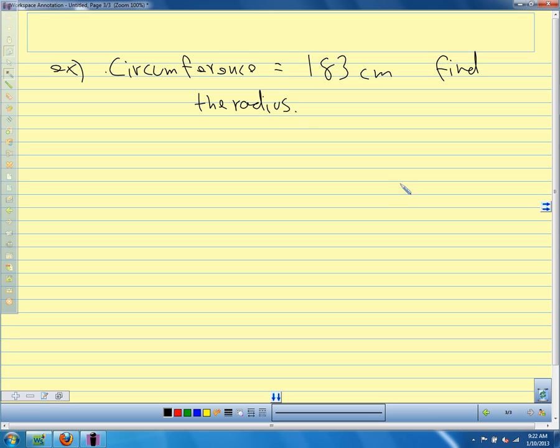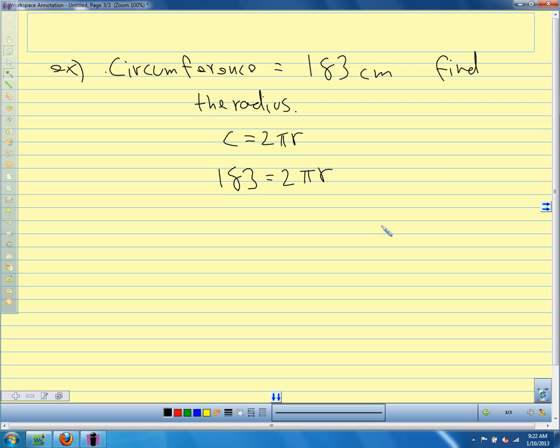So when we have the circumference and we want to find the radius or the diameter, we plug everything into our formula and solve for the part that we don't have. I know the circumference equals 2 pi r. So the circumference is 183, so 183 equals 2 pi r. I'm trying to get the radius by itself.